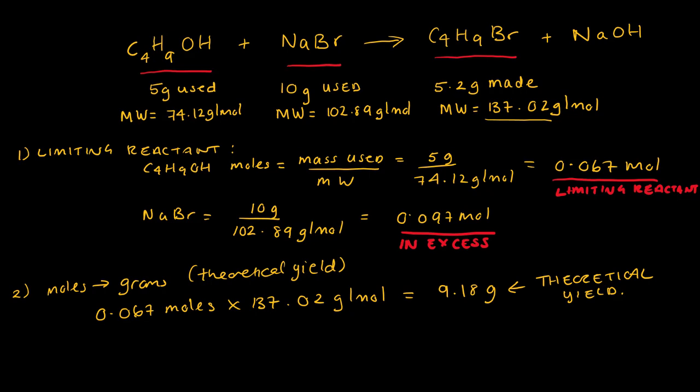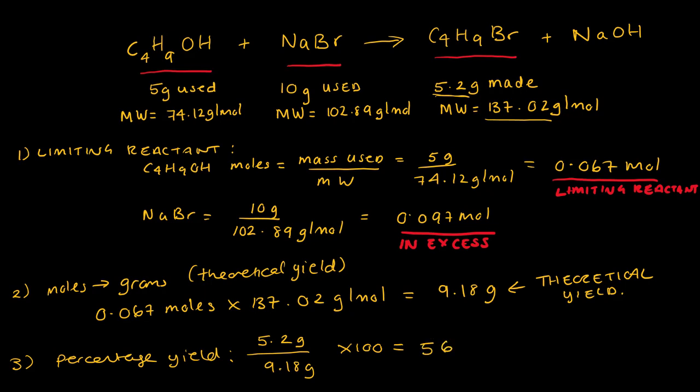Okay, then finally we're going to do our percentage yield. So our percentage yield involves us taking the actual, or the experimental, yield, and that's been given to us here. We said that there was 5.2 grams made, and we're going to divide that by the theoretical yield. So that looks like 5.2 grams divided by 9.18 grams, and we want it as a percent, so we multiply by 100. And that will give us 56.64%. Okay, and that's an okay yield.